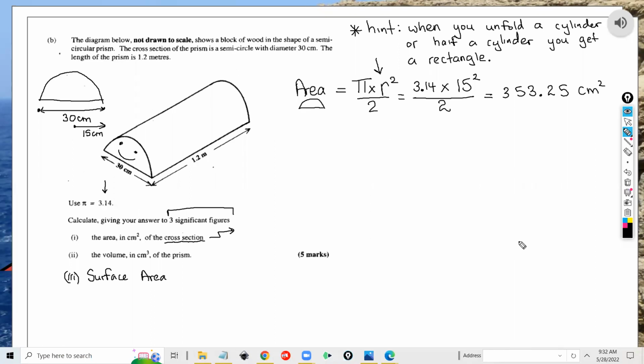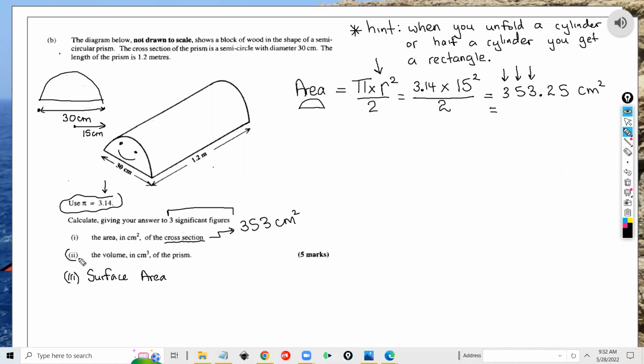Right, so Nikolai, remember they said to specifically not use the pi button. Nicholas, you will actually get that wrong in the exam if they see you do that. They told you to use 3.14, you have to follow the instructions. Now, if they wanted 3 significant figures, it means they just want the first 3 values. So they only want the 3, the 5, and the 3. So the final answer for part 1 is 353 centimeters squared.